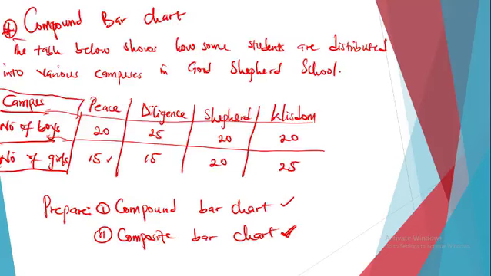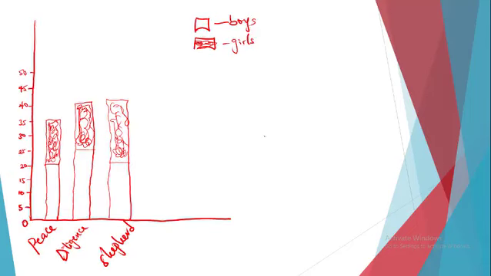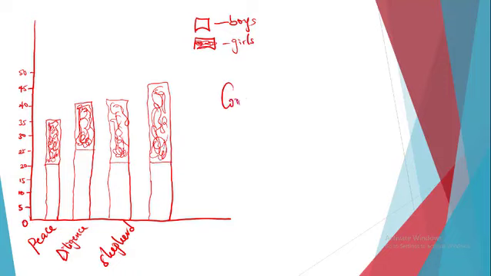Okay, then we'll have Wisdom, 20, 25, which is 45. Go up. This is 45, and the boys are 20, which is here. The girls are 25, which is this on top. Okay, this is the composite bar chart.